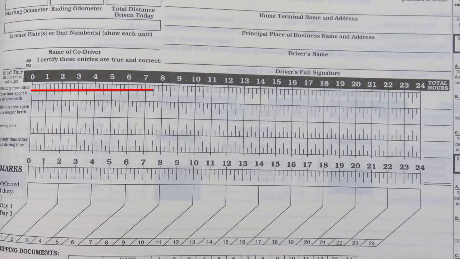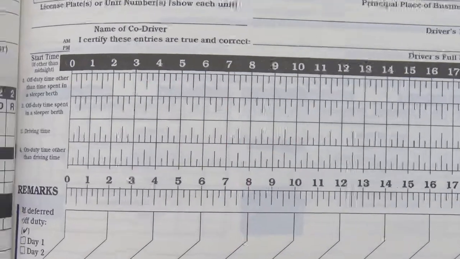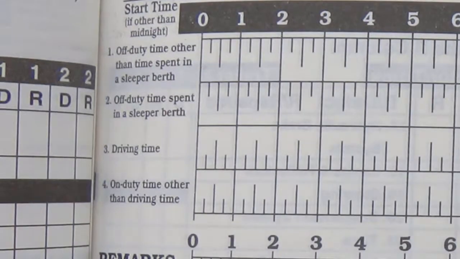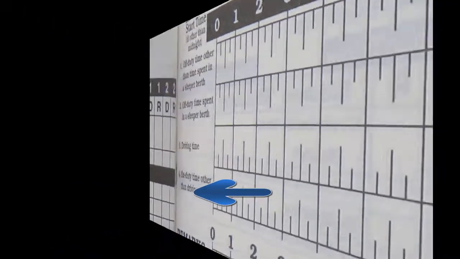The logbook usually employs the use of a graph that a driver can use to record hours. The graph has 4 duty statuses that can be used. The duty status identifies what the driver is doing at any given time. The 4 available statuses are off-duty, sleeper berth, on-duty driving, and on-duty not driving.